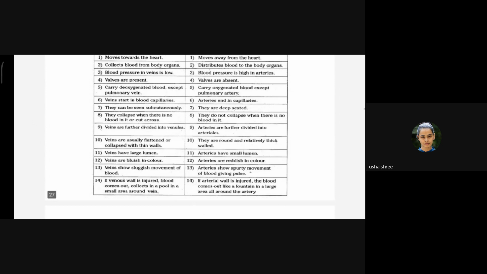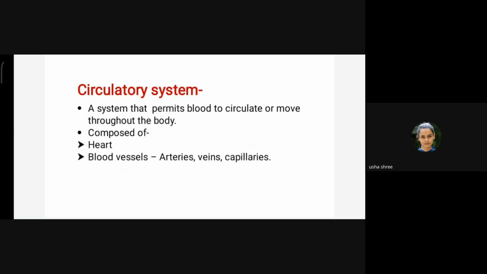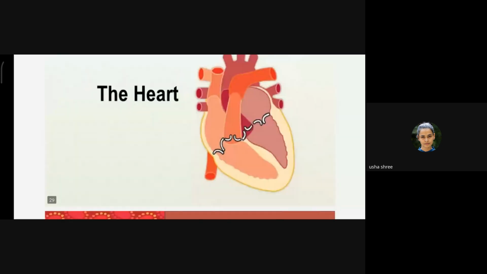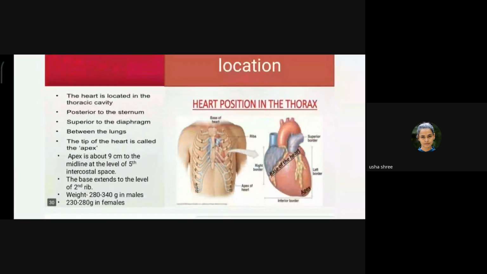Now, the circulatory system mainly consists of the heart, blood vessels, arteries, veins, and capillaries. We all know these terminologies, right? Because of these organs, blood is circulated throughout the body. Now, this is the structure of the heart. You can see. Now, this is the physiological location of the heart.